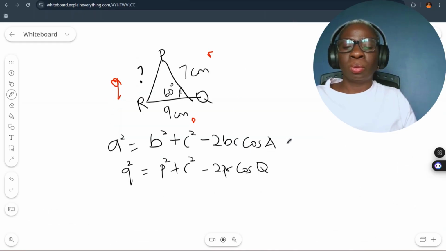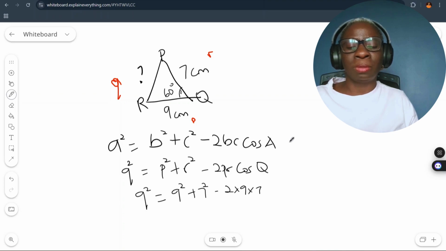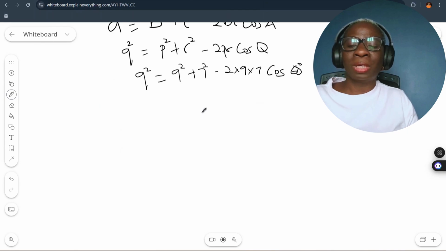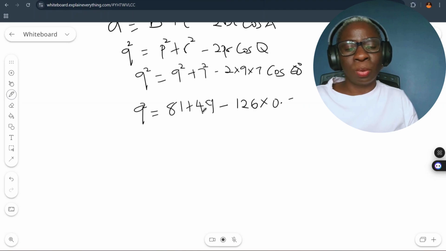So now, what is Q? Q square is what we are looking for. So Q square will be equal to, what is P? That's 9. 9 square plus 7 square minus 2 times 9 times 7, then times cos 60 degrees. Then we solve further so that we have Q square equal to 81 plus 49, then minus 2 times 9 times 7 will give 126, then times cos 60 is 0.5.